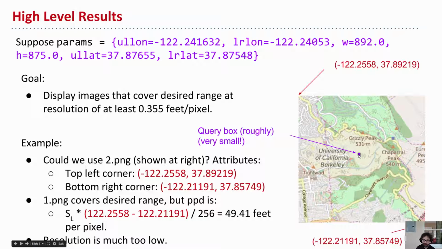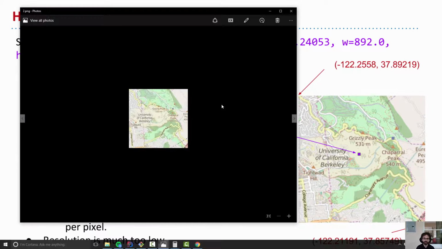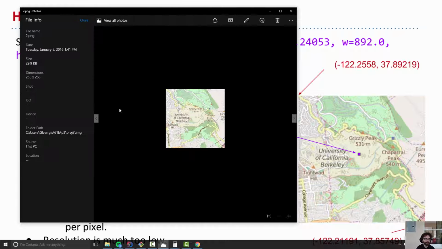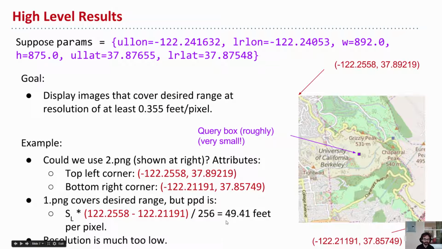In particular, this image, 2.png, has a resolution of 49.41 feet per pixel. So if you look at this image and I scoot over 1 pixel, 1 pixel, 1 pixel, each time I move a pixel over, we're changing by 49 feet per pixel because the image is so many units of longitude. If you look at its file info, maybe it'll even tell me, 256 by 256. So the distance per pixel here is 49.41 feet per pixel, much too low.